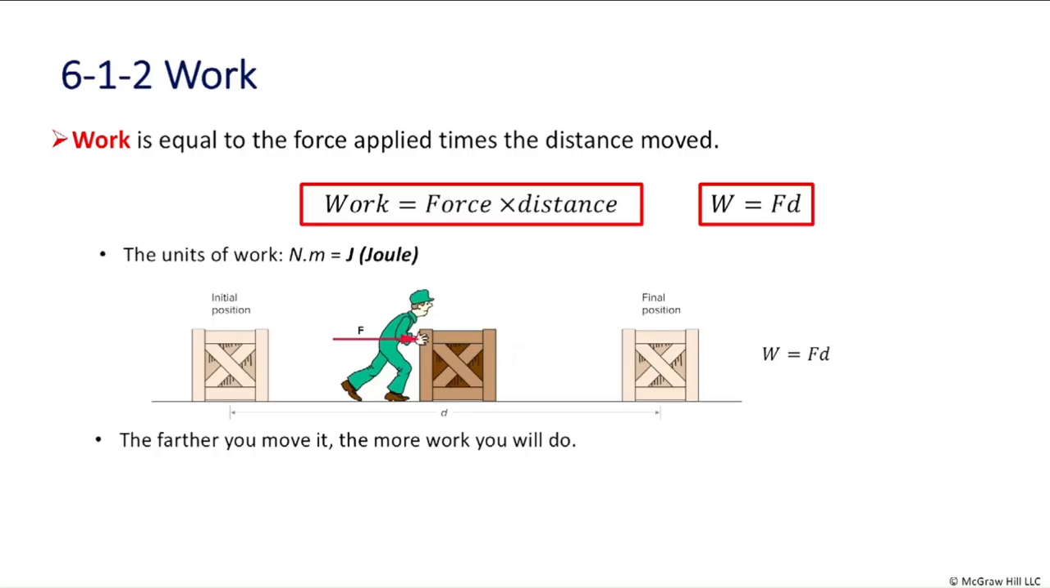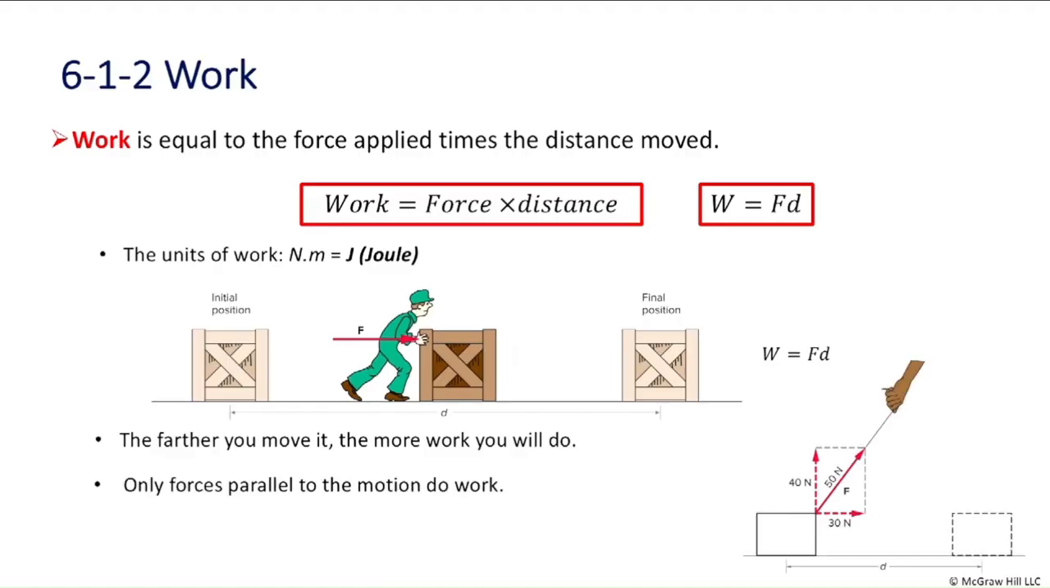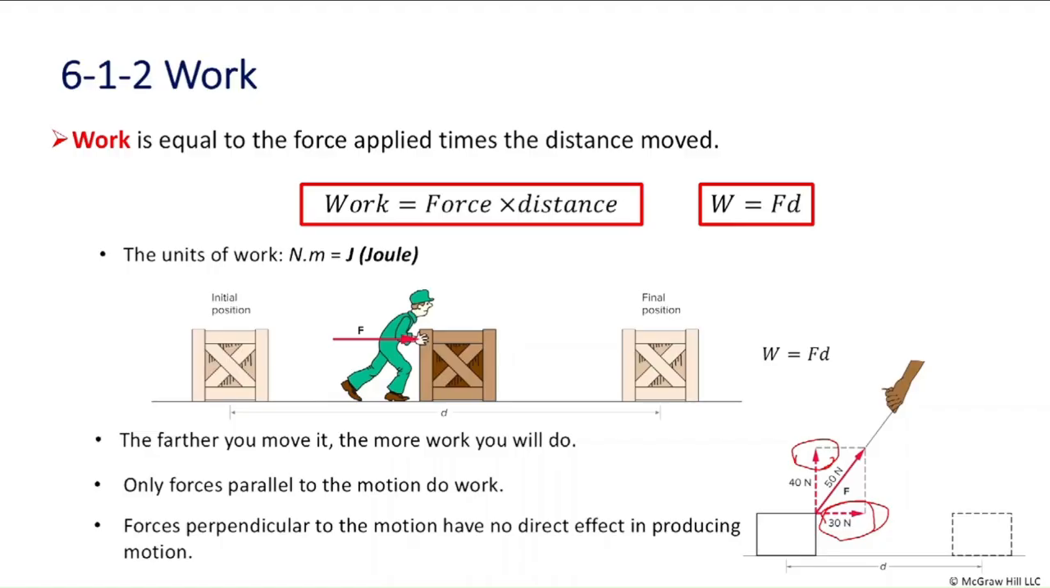So if the force is applied at an angle, then only the component of the force parallel to the motion contributes to the work. Why? Because the perpendicular component, like the normal force or gravity, doesn't actually help move the crate along the floor. It has no effect in producing motion in that direction. So the key idea is only the part of the force that acts along the direction of motion does work.